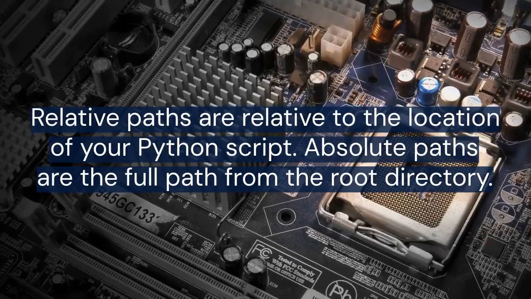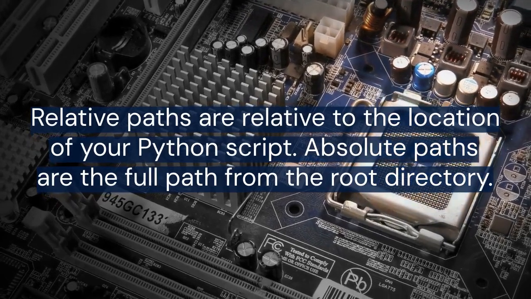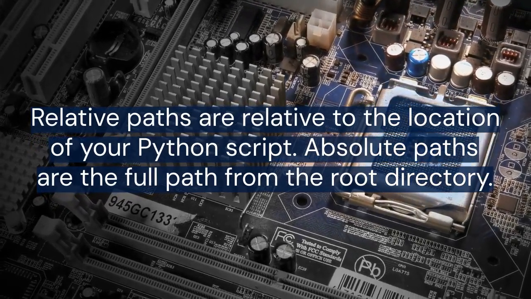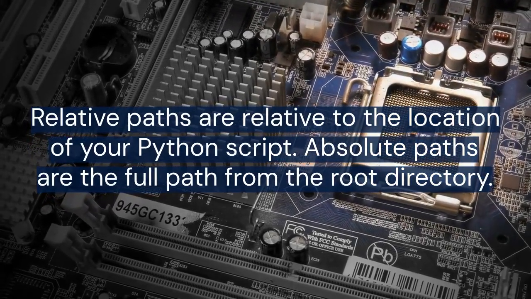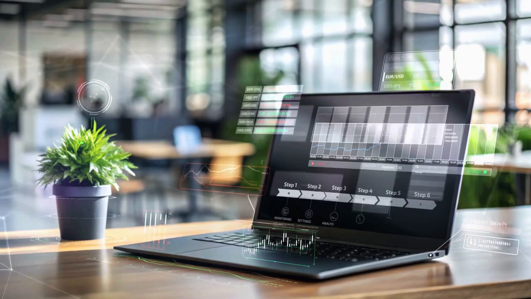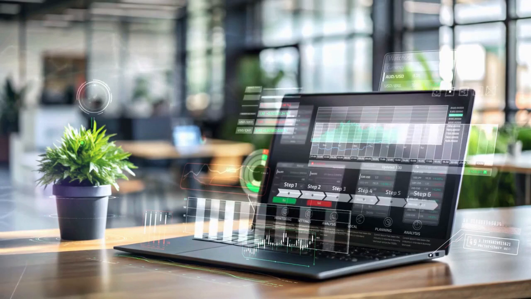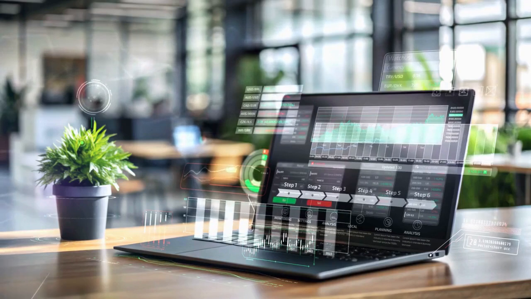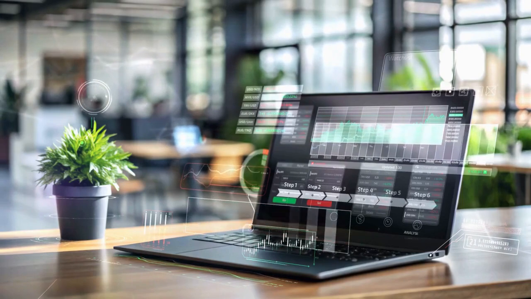Also, consider relative versus absolute paths. A relative path is relative to the location of your Python script. An absolute path is the full path from the root directory. When your script executes, the system tries to find the file. If your current script is not in the same folder as the file, it may show the error.